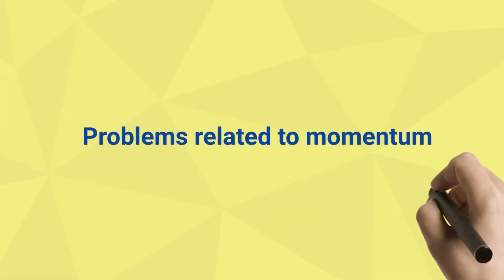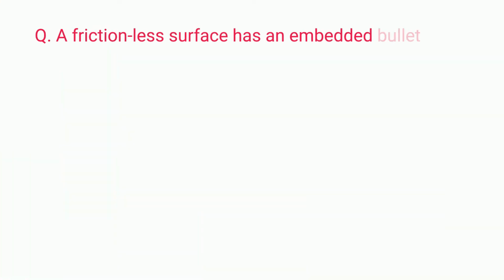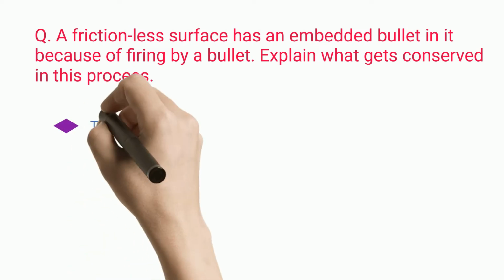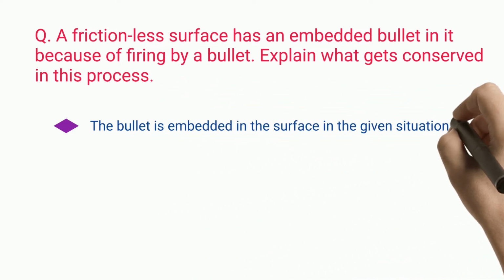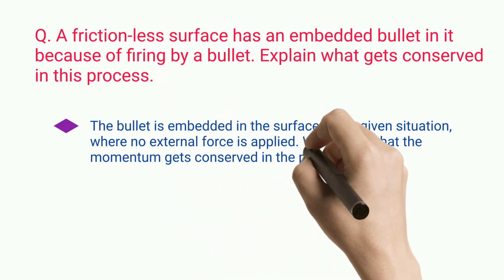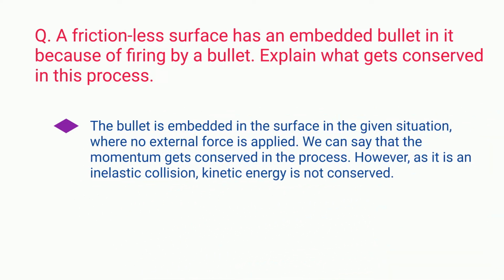Problems related to momentum. Q. A bullet is fired and gets embedded in a frictionless surface. Explain what gets conserved in this process. The bullet is embedded in the surface in the given situation, where no external force is applied. We can say that the momentum gets conserved in the process. However, as it is an inelastic collision, kinetic energy is not conserved.